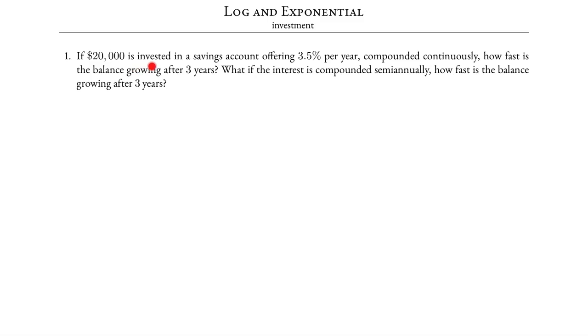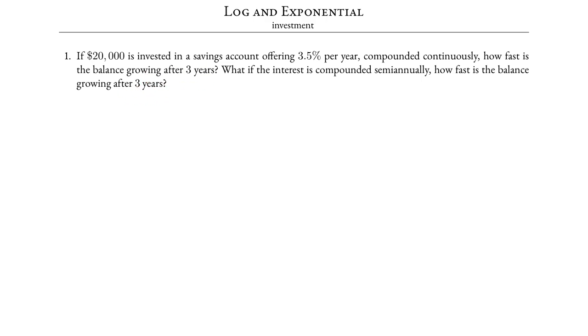If $20,000 is invested in a savings account offering 3.5% per year, compounded continuously, how fast is the balance growing after 3 years? What if the interest is compounded semi-annually? How fast is the balance growing after the same amount of years?